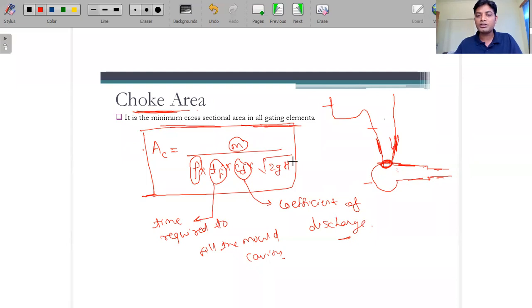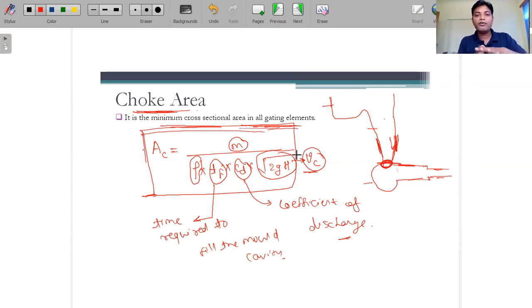So this is the coefficient of discharge, and this is the velocity at the gate, or the velocity at the cross sectional area of the choke, meaning the minimum cross sectional area. So h is nothing but the height, so root of 2gh is the velocity. Okay, so this is the minimum cross sectional area. So how can we calculate the minimum cross sectional area?